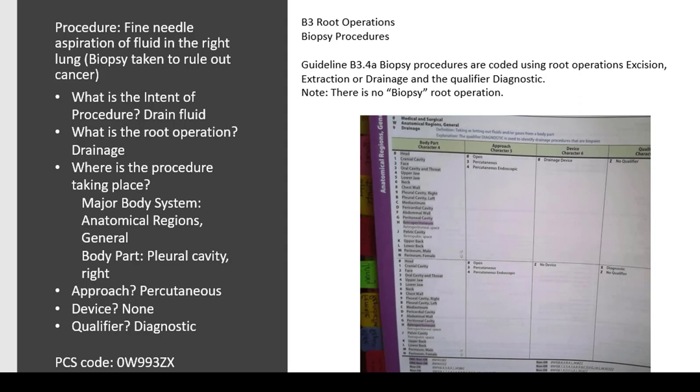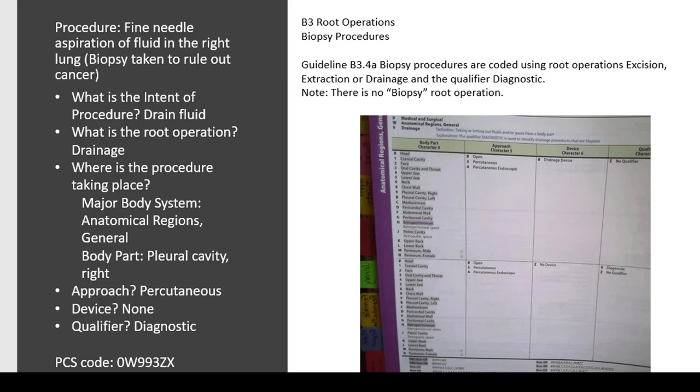This is an example where the physician said aspiration of fluid in the right lung, but the coder knows that doesn't happen. You don't stick a needle in the right lung to drain fluid. You go into the pleural cavity, and the pleural cavity is located in the anatomic regions. I encourage you, when you are watching these podcasts, go through them several times, because we are both visual and oral learners. We have to see things and we have to hear things to help us remember them.